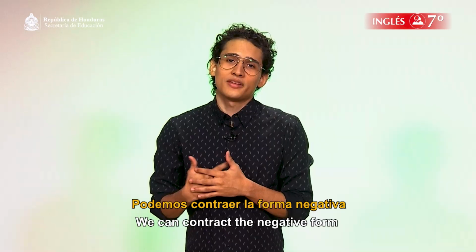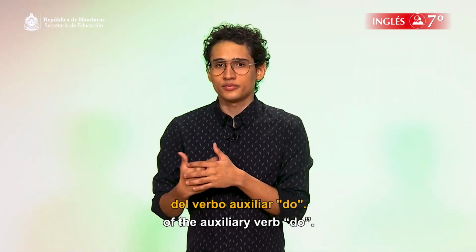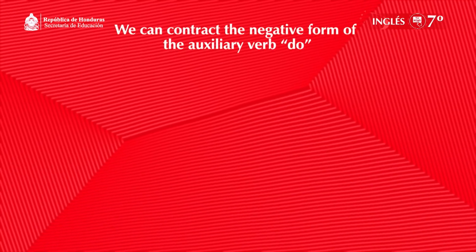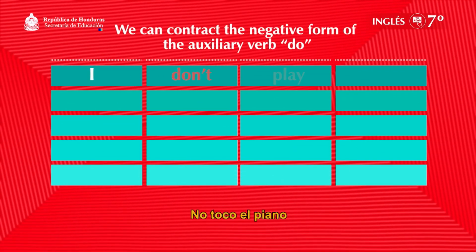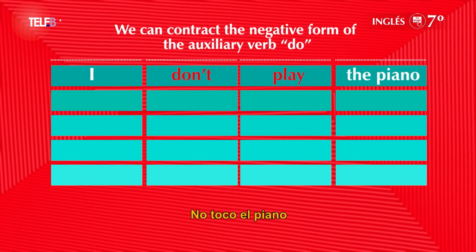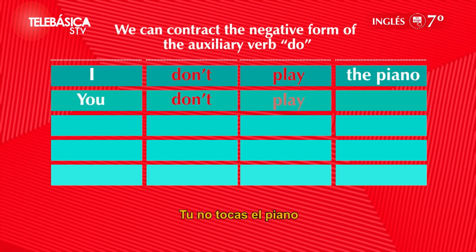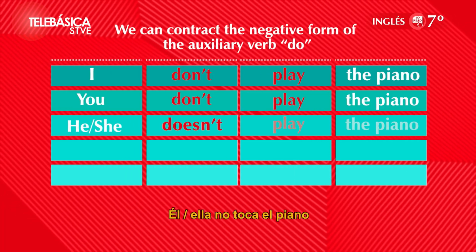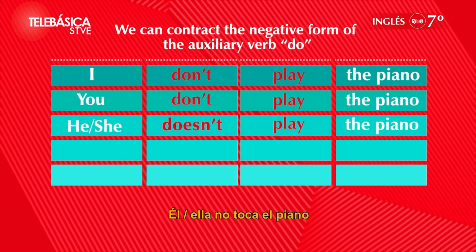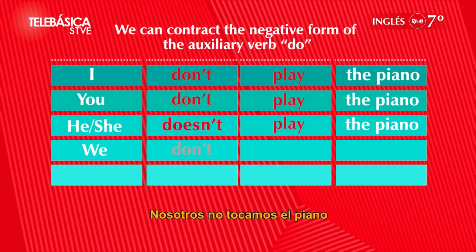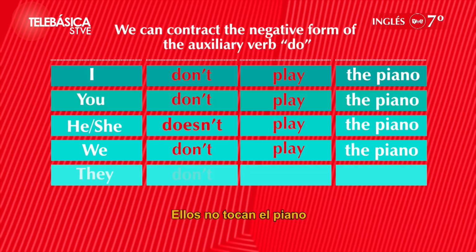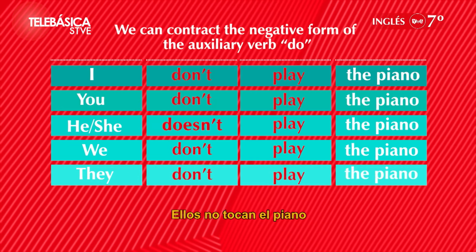We can contract the negative form of the auxiliary verb do. I don't play the piano. You don't play the piano. He, she doesn't play the piano. We don't play the piano. They don't play the piano.